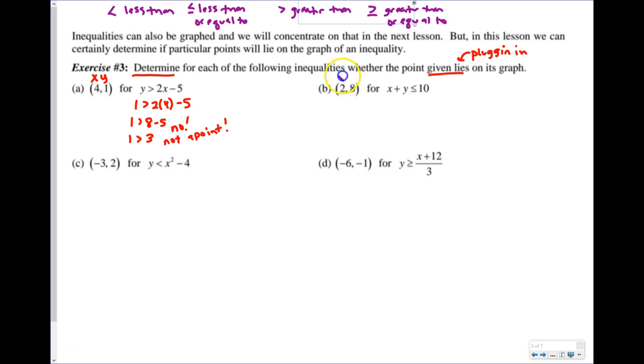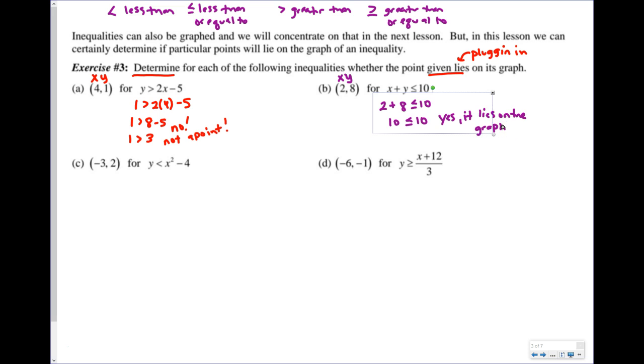Let's try the next one. Okay, I'm going to label this my x and my y and see if it lies on the graph. Instead of x, I'm going to plug in 2. Instead of y, I'm going to plug in 8. And now I'm going to simplify. 2 plus 8 is 10. Is 10 less than or equal to 10? Yes. So it lies on the graph.